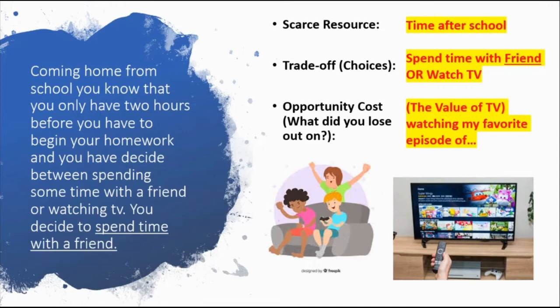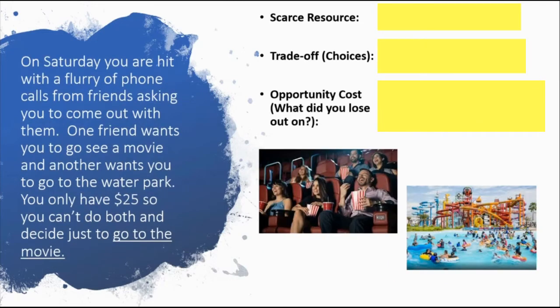So that's how you're going to do each scenario. You identify the scarce resource. You identify the choices that you're choosing between. And then once that choice has been made, what did you give up? What was the opportunity cost? So because I spent time with a friend, I missed my favorite episode on whatever show I would have been watching. So hopefully that's not going to be too confusing. So let's go on to number 2. Once again, if you've got any questions, type them in or jump on the audio and you can ask me a question. All right, next scenario.